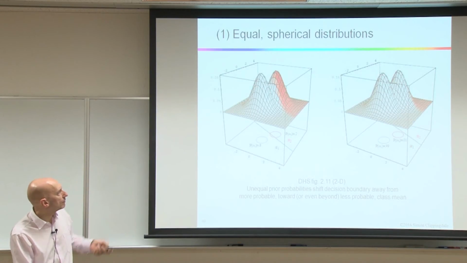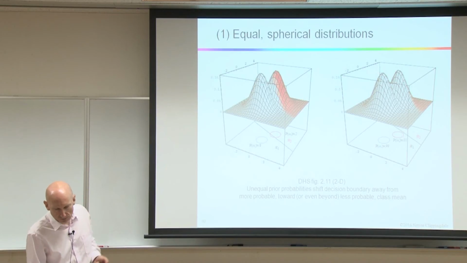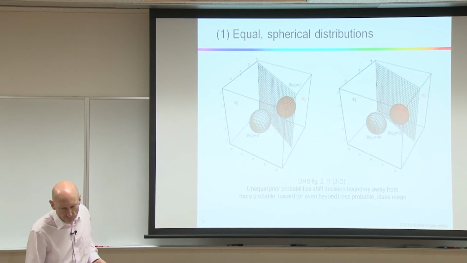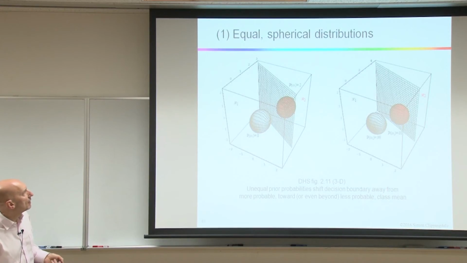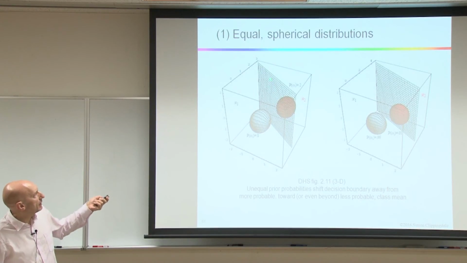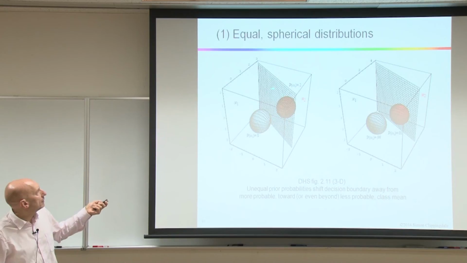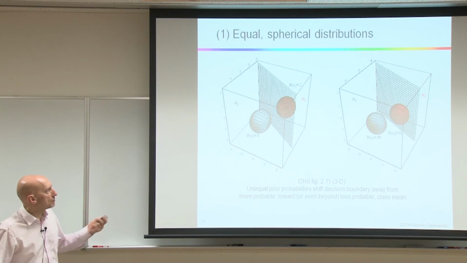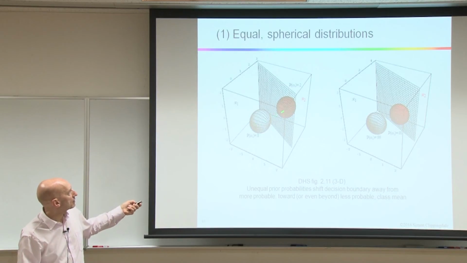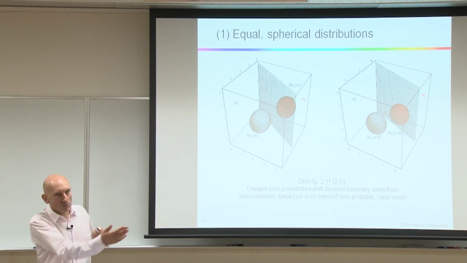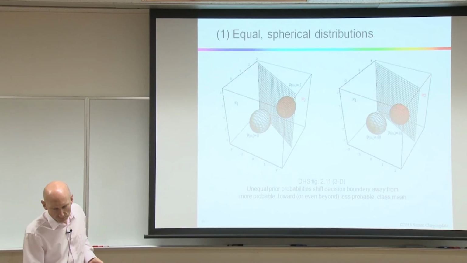And this is that shown in more dimensions. Same thing in more dimensions. Here's a spherical distribution, here's another spherical distribution, and this hyperplane that separates the two decision boundaries gets shifted along the axis between the class means according to how likely they are.